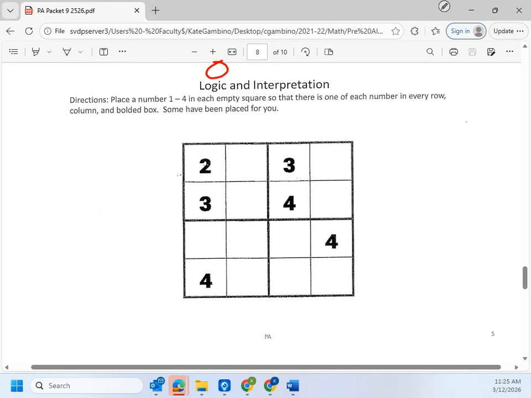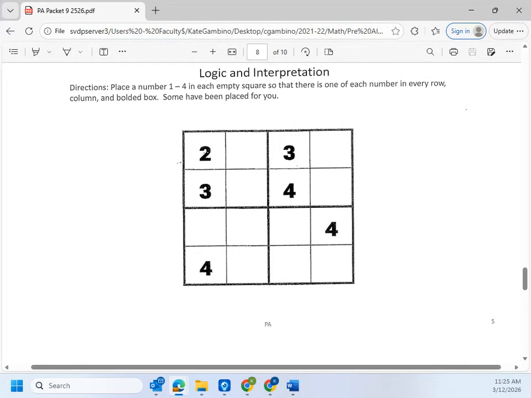Next page, it's like a Sudoku puzzle. So you're going to place a number 1 through 4 in each empty square so that there is one of each number in every row, column, and bolded block. So we have our bolded square needs to have a 1, 2, 3, 4 in it. Our column needs to have a 1, 2, 3, 4 in it. And our row needs to have a 1, 2, 3, 4 in it.